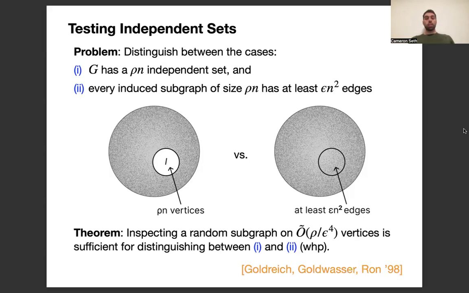And Goldreich, Goldwasser, and Ron introduced this notion of property testing and this problem in the 90s. And what they showed was that with high probability, you can distinguish between these two cases by just inspecting a random subgraph on rho over epsilon to the 4 vertices. So this is kind of surprising because we know the standard independent set problem is very hard to solve. But in this problem, if rho and epsilon are constants, then you can solve this problem by looking at only a constant number of vertices. And I'll note that whenever I have this tilde, I'm hiding logarithmic factors in epsilon and rho, but not in n.